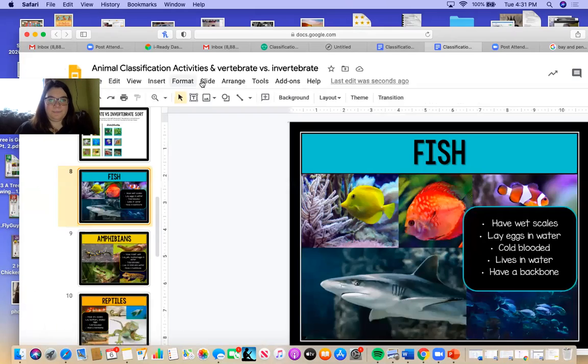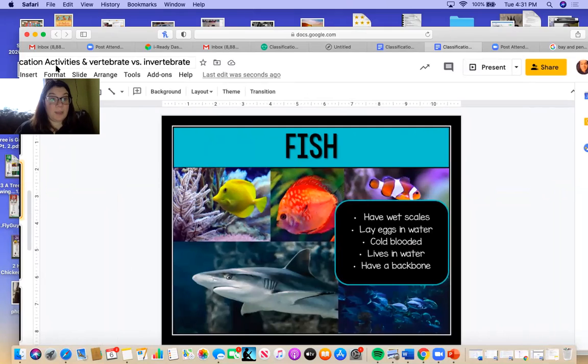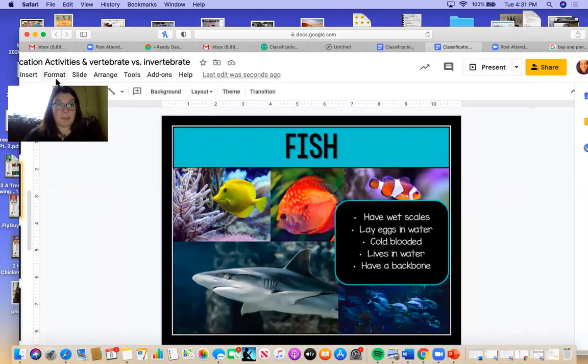So let's talk a little bit about our 5 classes of animals. We will have more in-depth lessons coming up on each of these, but for now, let's just have a nice little overview. So fish have wet scales. They lay eggs in the water. They're cold-blooded. They live in water, and of course, they have a backbone.